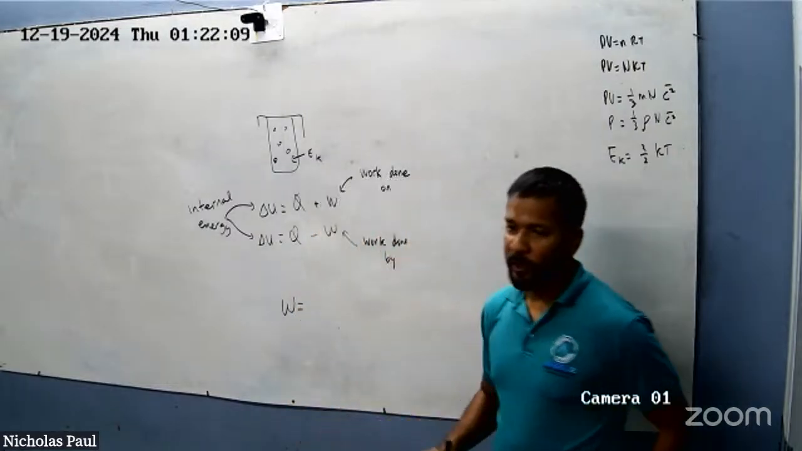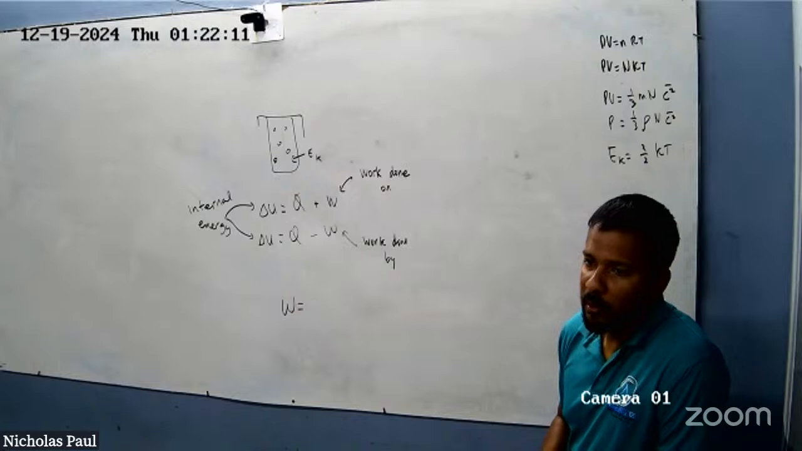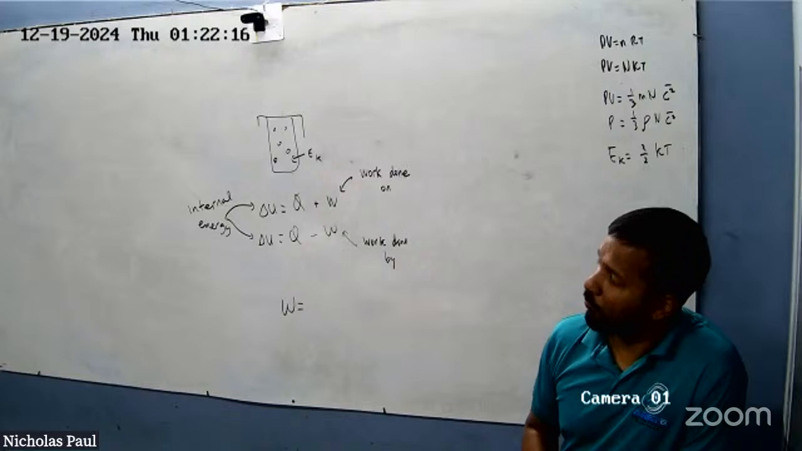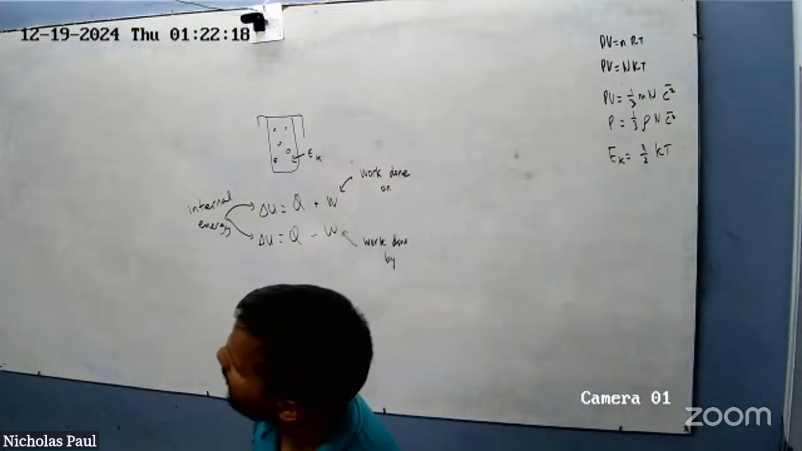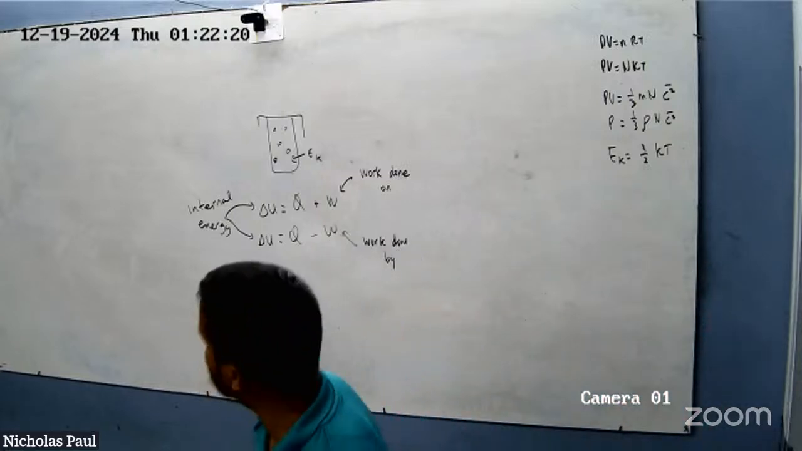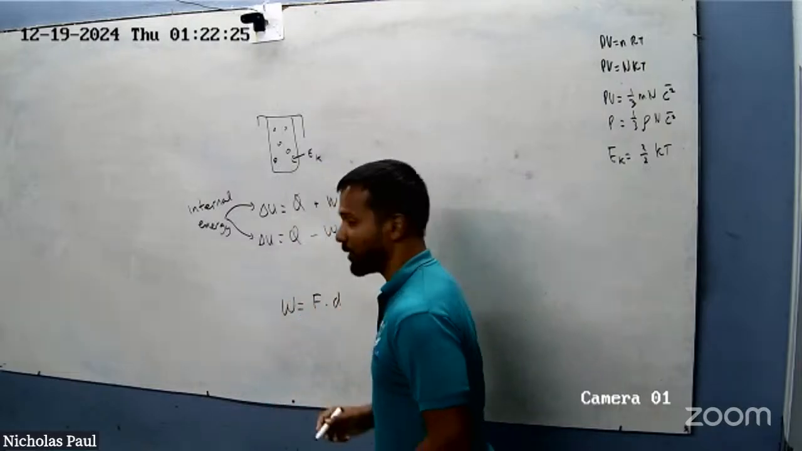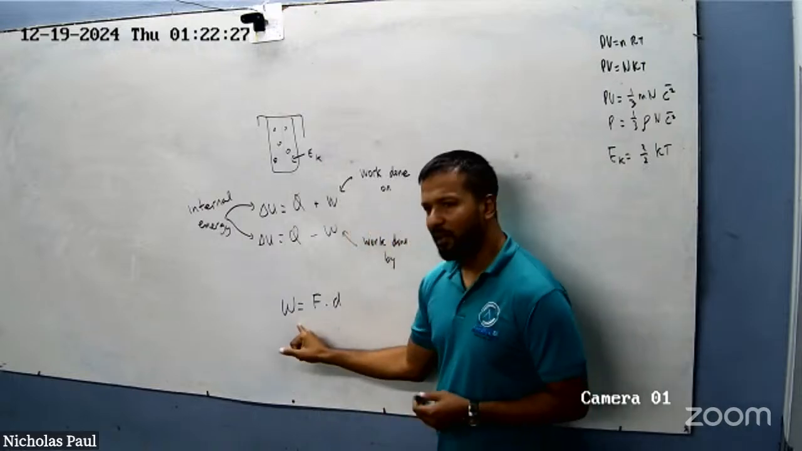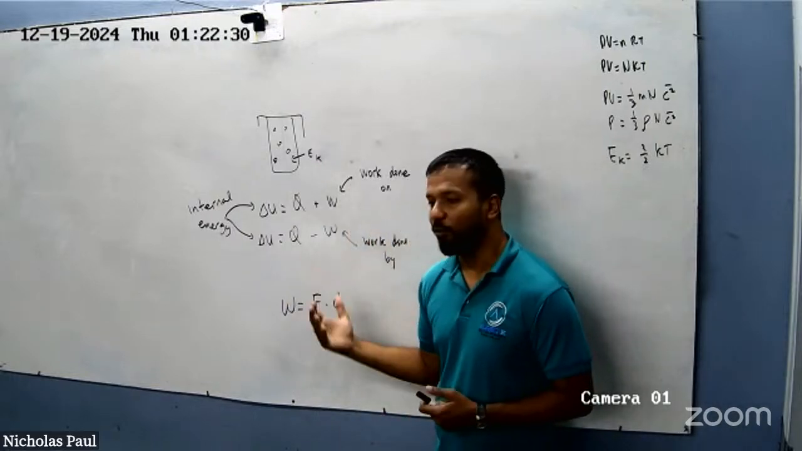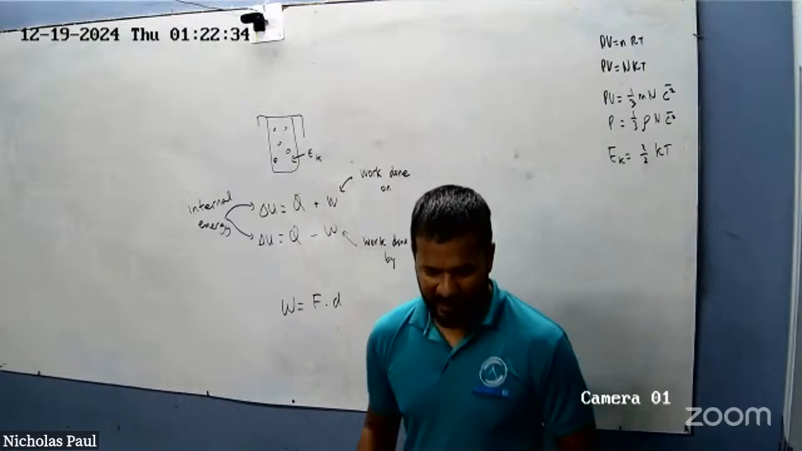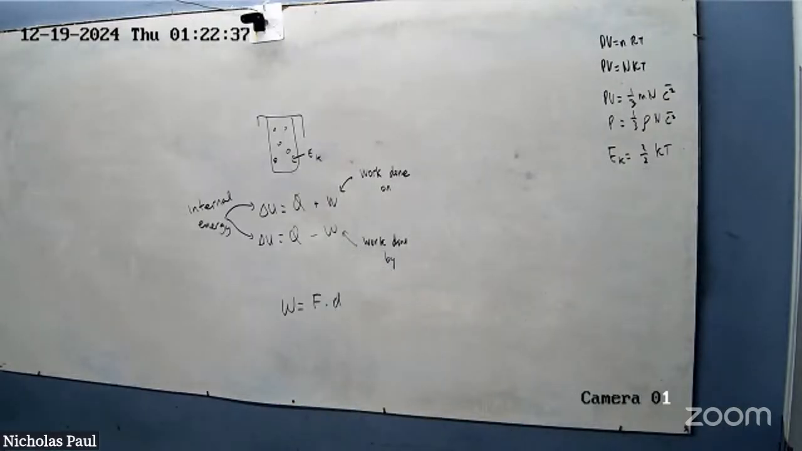You all remember what work done is? Work done is what? Power by time, or force by distance. I want somebody to take a minute and see if you can find a way to bring pressure and volume into this work done formula, force by distance. See if you can do that. I'm just giving you a minute.